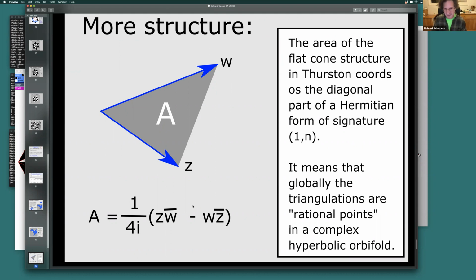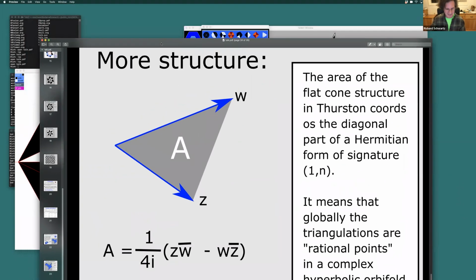Anyway, this is not so relevant to what I'm doing, but this is why I was interested in these triangulations. There's this beautiful moduli space. It's even better. Okay, there's more to say.